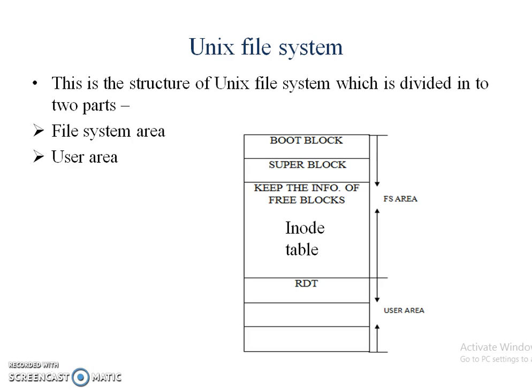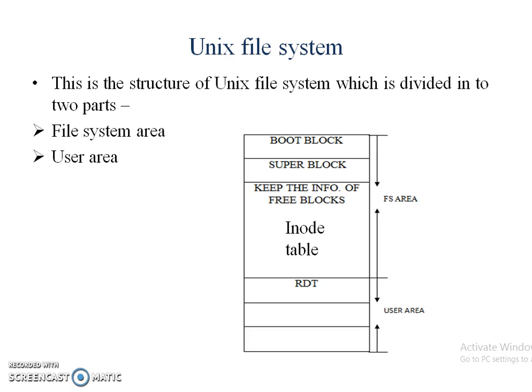In the Unix file system, this is the structure, which is divided into two parts: file system area and user area. The very first block created on the Unix file system is the boot block, and the standard size of the boot block is 512 bytes. The second block is the super block, and the size of the super block is 512 bytes.